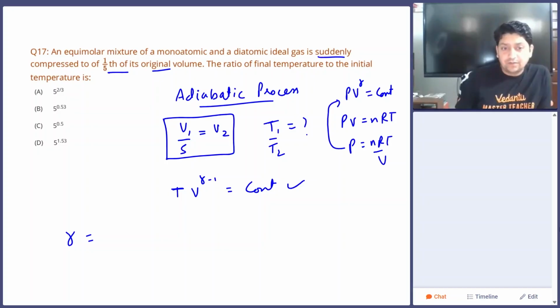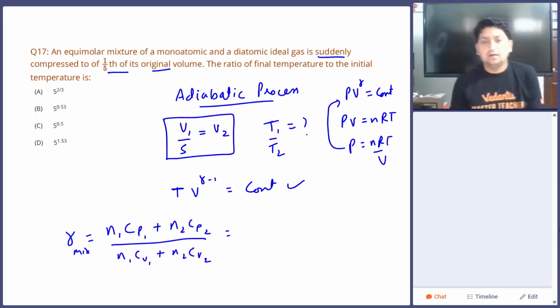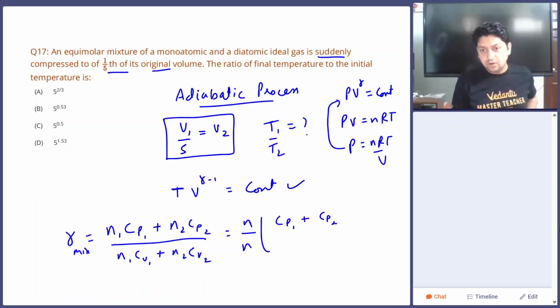That's it. We need to figure out the value of gamma. So gamma effective for the mixture will be n1 Cp1 plus n2 Cp2 over n1 Cv1 plus n2 Cv2. And as the number of moles are same, so let's consider it to be equal to 1 or n, right? n can be taken common, right? And these will be cancelled out, so Cp1 plus Cp2 over Cv1 plus Cv2, this will be the value of gamma.